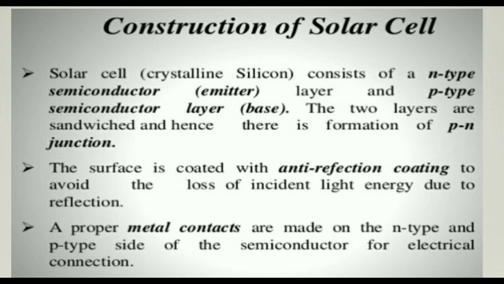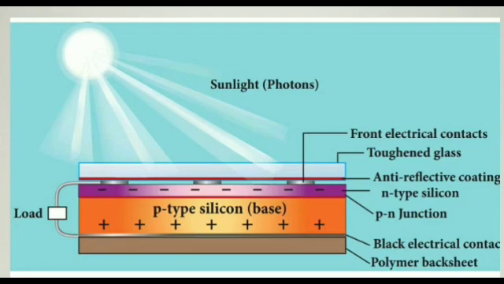Now proper metal contacts are made on the n-type and p-type side of the semiconductor for electrical connection. Okay, right? Now see that solar cell.